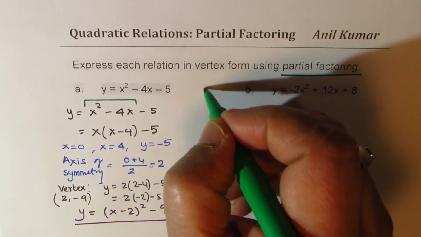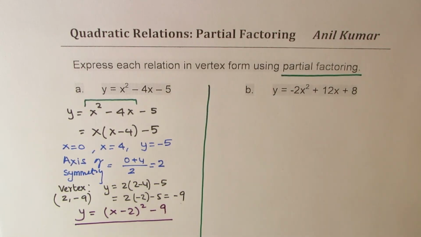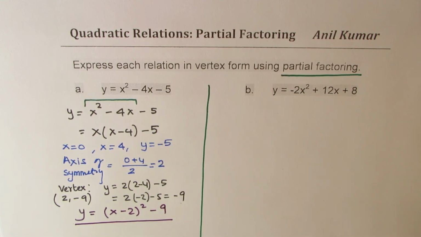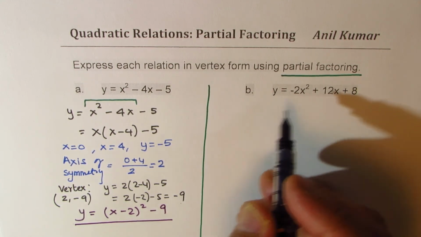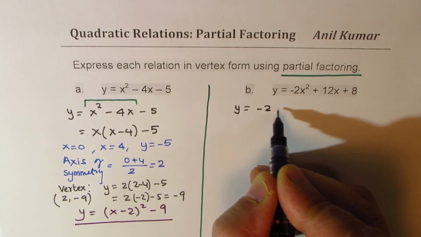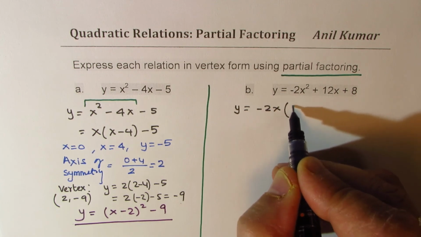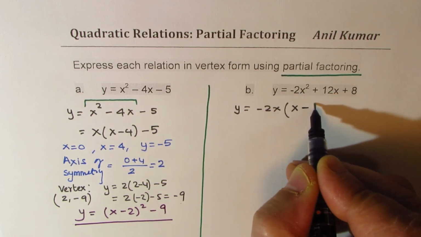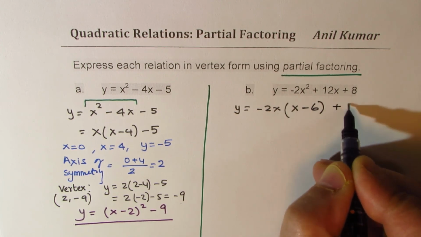Are the steps clear to you? Perfect. So that is how you get your vertex form using partial factoring. And you can see it was a much simpler calculation than you normally do in completing the square. Let's follow this method and do the next one. So here we have a value of minus 2. So I'll take minus 2x as a common factor, getting x. Since minus 2 is there, we'll divide 12 by minus 2, getting minus 6, plus 8.